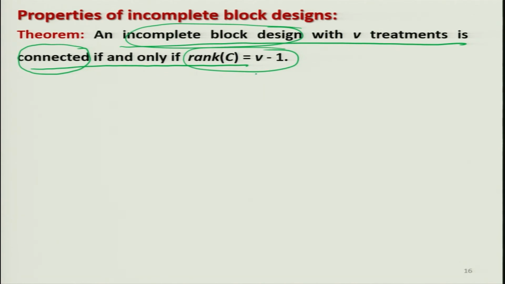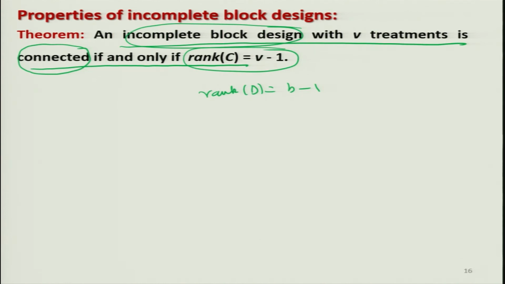And once you assume that rank of C is equal to V minus 1, then you have already proved the result that rank of D is going to be B minus 1. So, in case rank of C is equal to V minus 1, then all the elementary contrasts of the treatment effect are going to be estimable, and in turn when rank of C is equal to V minus 1, then the rank of D is going to be B minus 1, and all the block effects, in the form of elementary contrast, will become estimable.